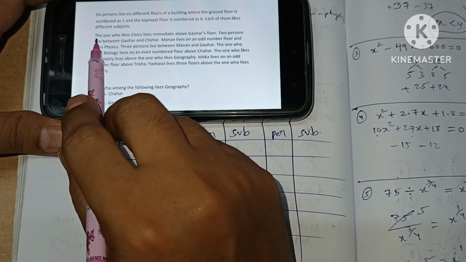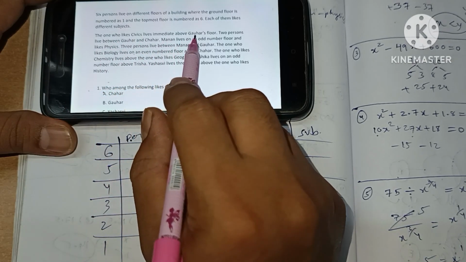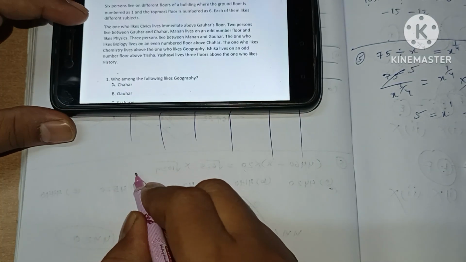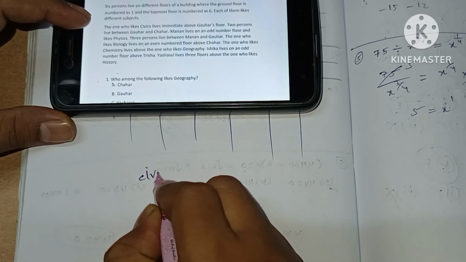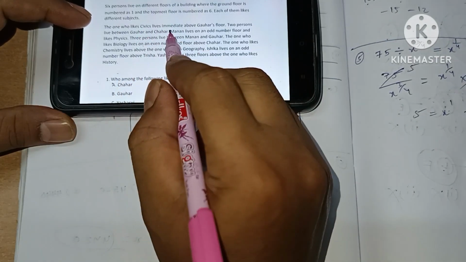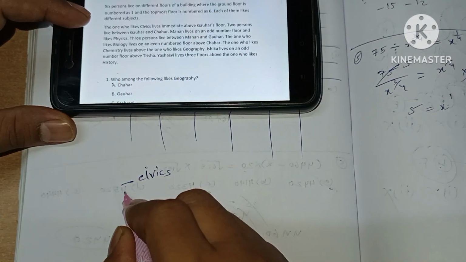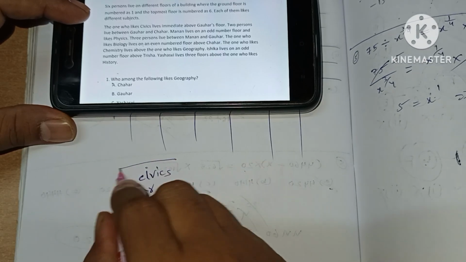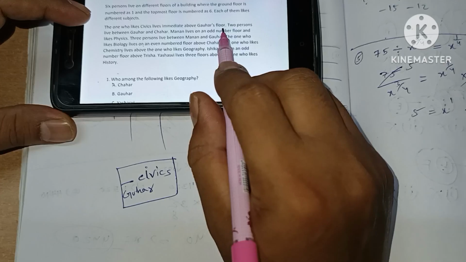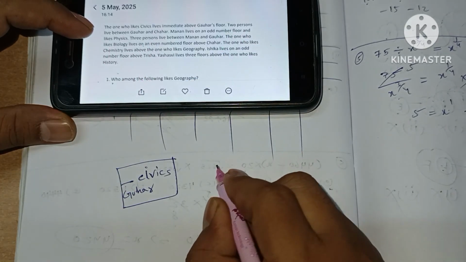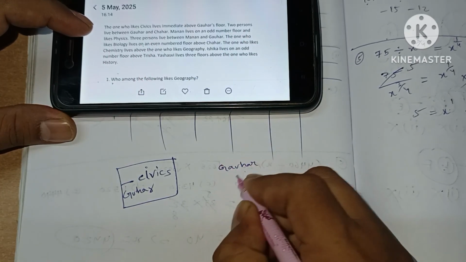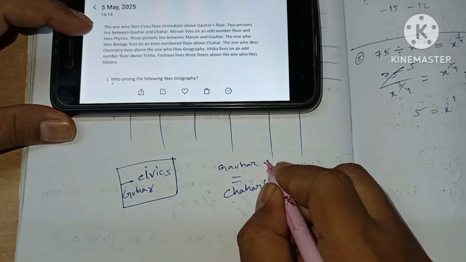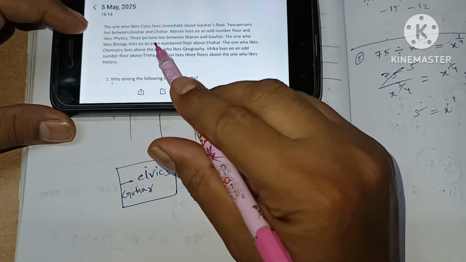The first one, the one who likes civics lives immediately above Guhar's floor. Let's note these in rough statements. Civics is the subject, which lives immediately above Guhar. Guhar is a person, immediately above is civics. Okay, first statement is this one. Two persons live between Guhar and Chahar. There are two persons in between them. So this is the representation.